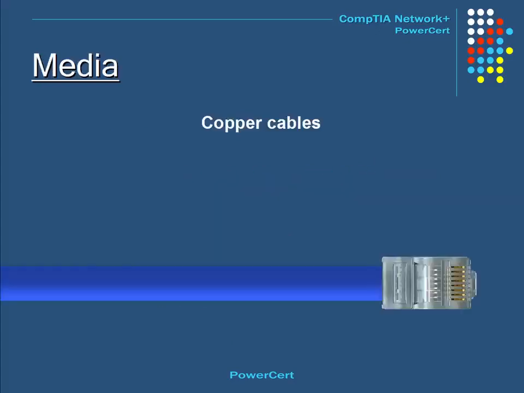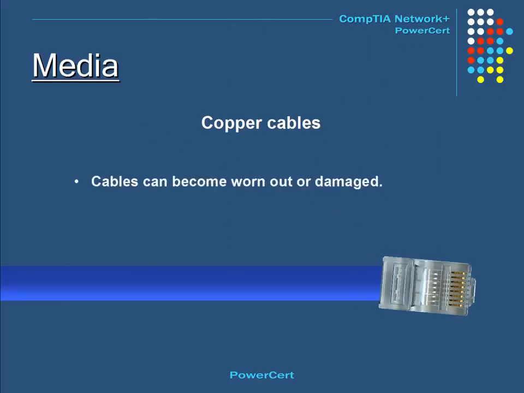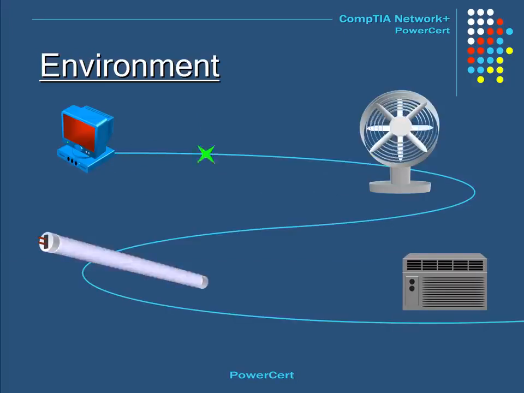And one of those problems is media. In a wired network, this involves copper cables. Over time, cables can be worn out or damaged, and that's when shorts can happen. It's also important to remember to use the right type of cable depending on what kind of network you're using.